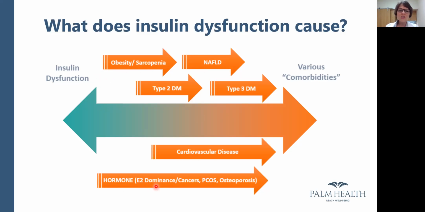So we can have estrogen dominance. We can have endocrine cancers like breast cancer and ovarian cancer. We can have polycystic ovaries. We can have osteoporosis. So many things happen, and it all starts many times with this insulin resistance, leading to lots of medical illnesses that perhaps could be avoided.